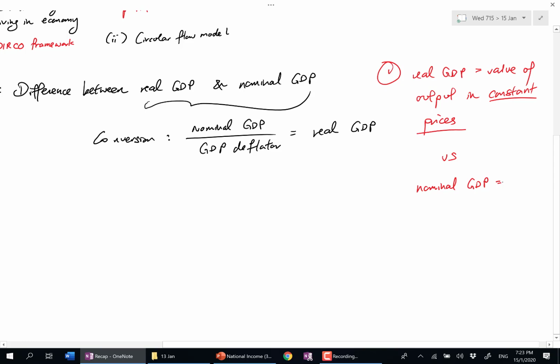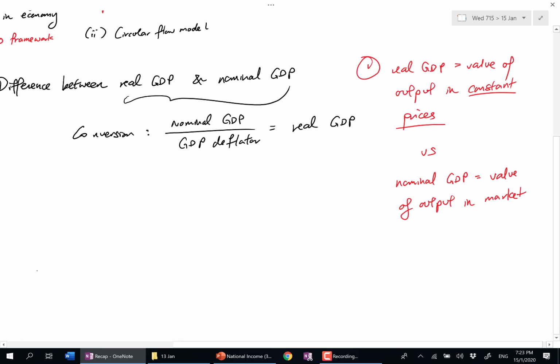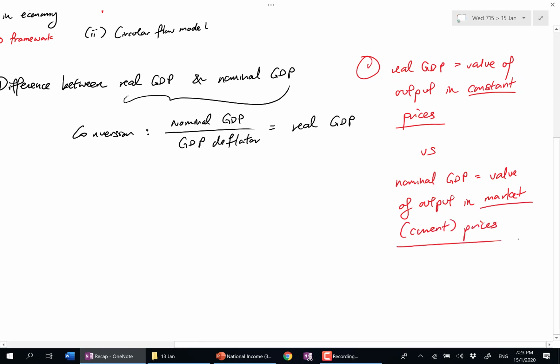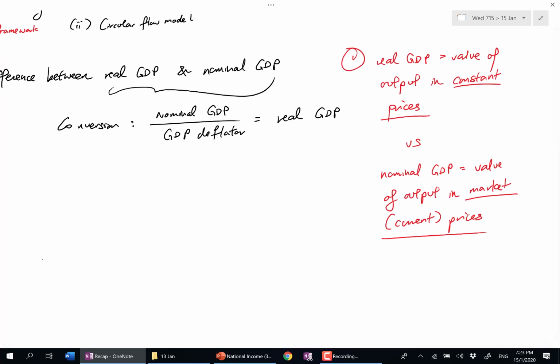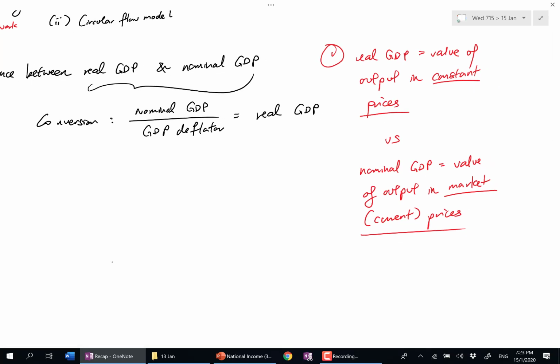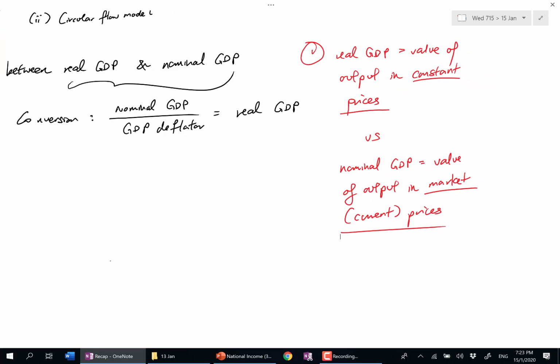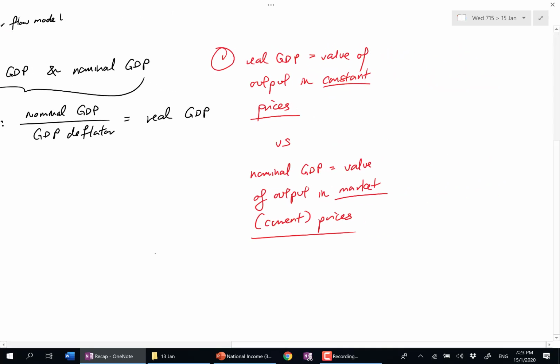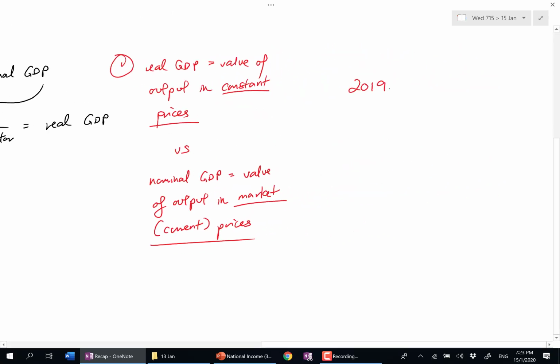Nominal GDP is a bit different. Nominal GDP is the value of output in market prices. Or sometimes we call it current prices, okay? So when we say market prices or current prices, there is a difference. So the difference here is real and nominal.